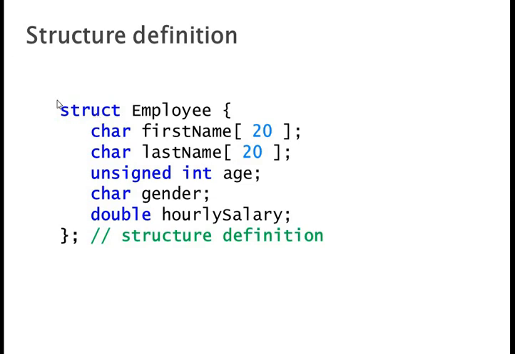This is the compulsory part of a structure. You have to write it like this only: struct employee, where employee is the name of your structure. It can be whatever your requirement is.